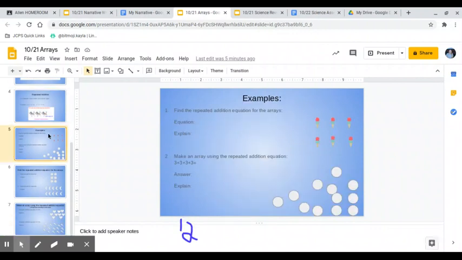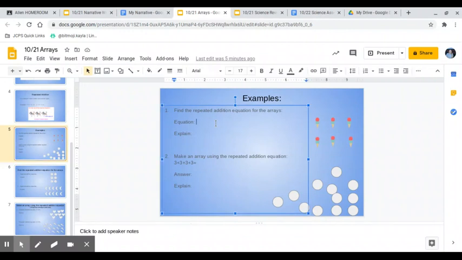Let's do an example together. The first problem says, find the repeated addition equation for the arrays. So I'm looking at my picture right here. We've got to figure out the repeated addition equation. Let's look at our columns. So remember, your columns go up and down. Here's a column that goes up and down. Here's a column that goes up and down. Here's a column that goes up and down. These are my columns. It's up and down.